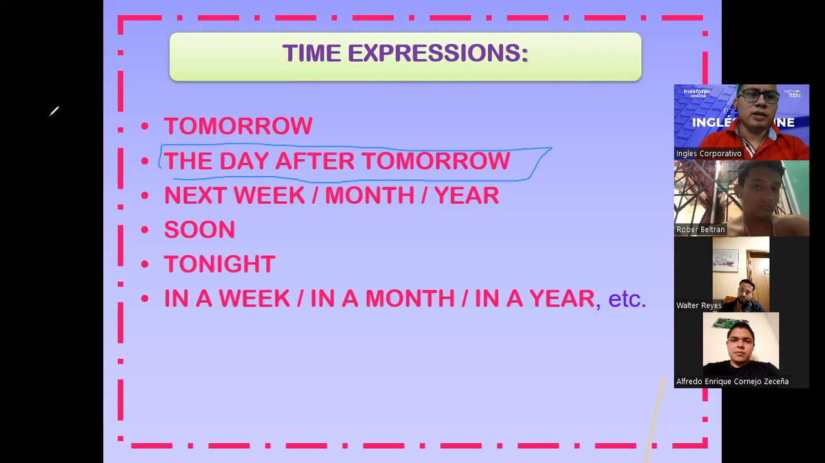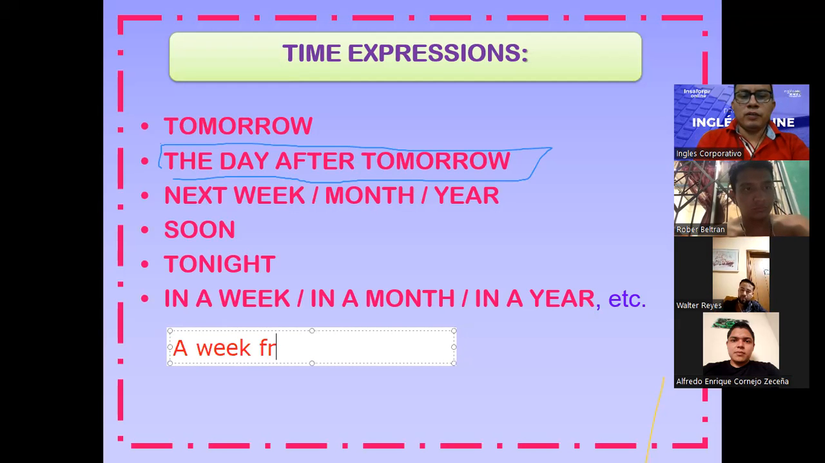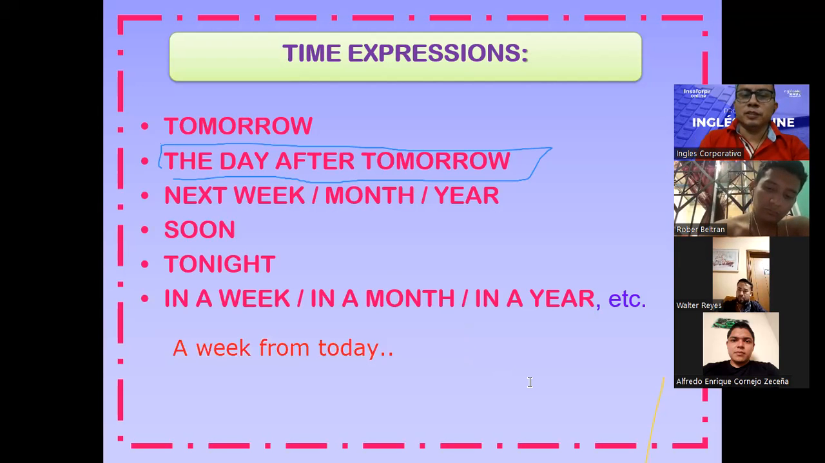Just to give you an idea so you can start: when you say "de hoy en ocho," it's like a week from today. And you can say 2 weeks from today and so on. But a week from today refers to "de hoy en ocho días." So that's how you say it in English: a week from today. And then based on this you can start building some other expressions, okay?